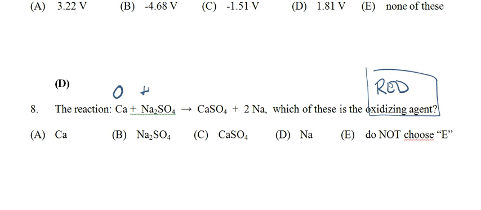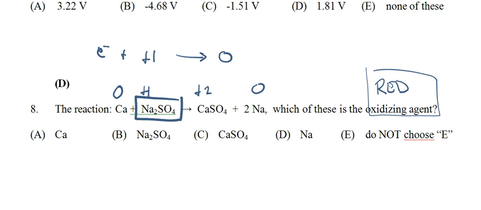If I look at sodium, it has a +1 charge. If I look at calcium, it has a +2 charge. If I look at sodium, it has no charge. So sodium is going from a +1 to no charge. How does it do that? It gains electrons. If it gains electrons, it is being reduced. Therefore, the thing that sodium ions is contained within is the oxidizing agent. Because the sodium is reduced, it allows for the calcium to be oxidized.